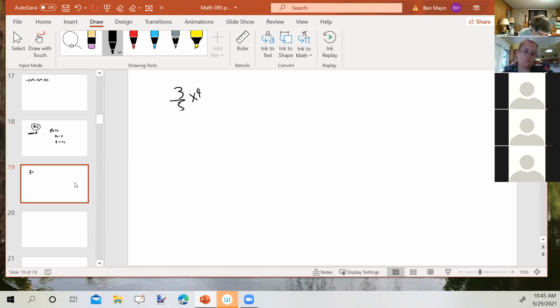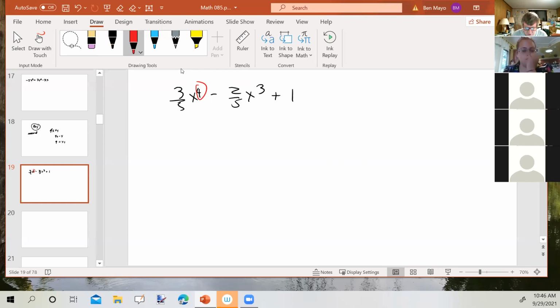3/5 x to the 4th minus 2/5 x cubed plus 1. Is this a monomial, a binomial, a trinomial, or none of the above? How many terms are there? A trinomial? Yes, there are 3 terms. What's the degree of this trinomial? 4. Excellent. So this is a 4th degree trinomial.